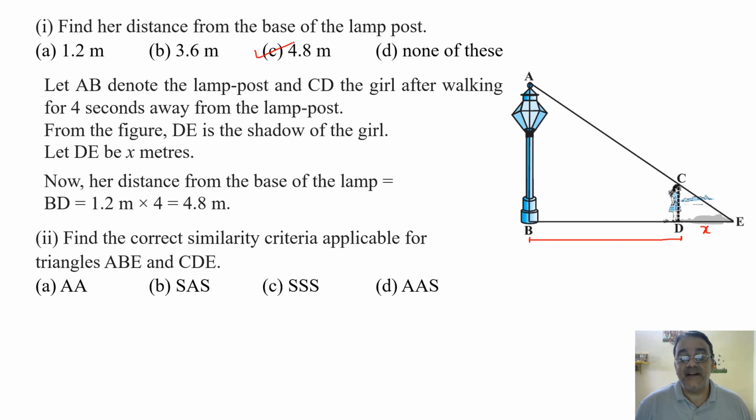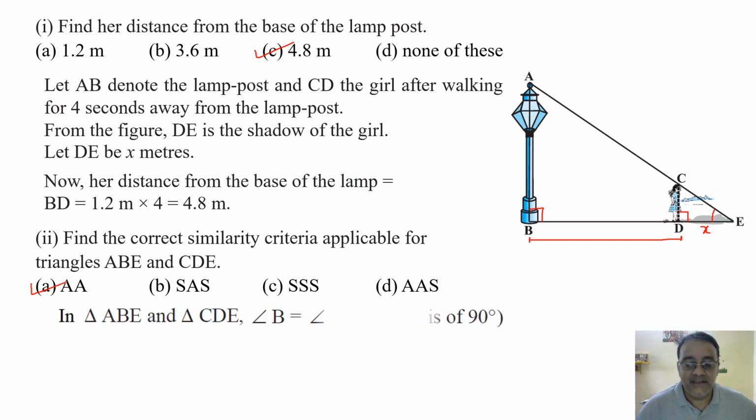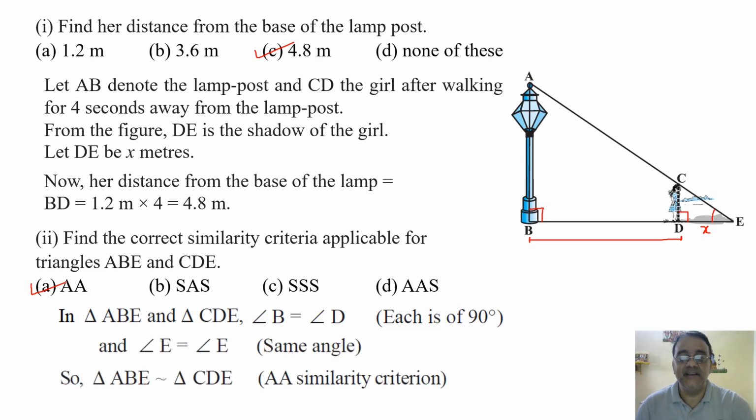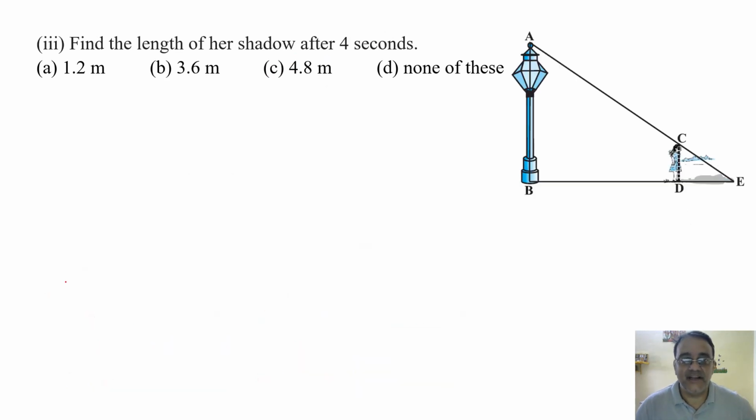Find the correct similarity criteria applicable for the triangles ABE and CDE in the given figure. So the answer देखो, these two angles are equal, 90 degree each, and this is common to both the triangles. So which criteria is applicable here? Option A. Right. First one AA criteria. क्यों? क्योंकि एंगल B और एंगल D इक्वल है, each 90 degree, and this is common angle. So therefore these two triangles are similar by AA similarity. Right. Now the next question.